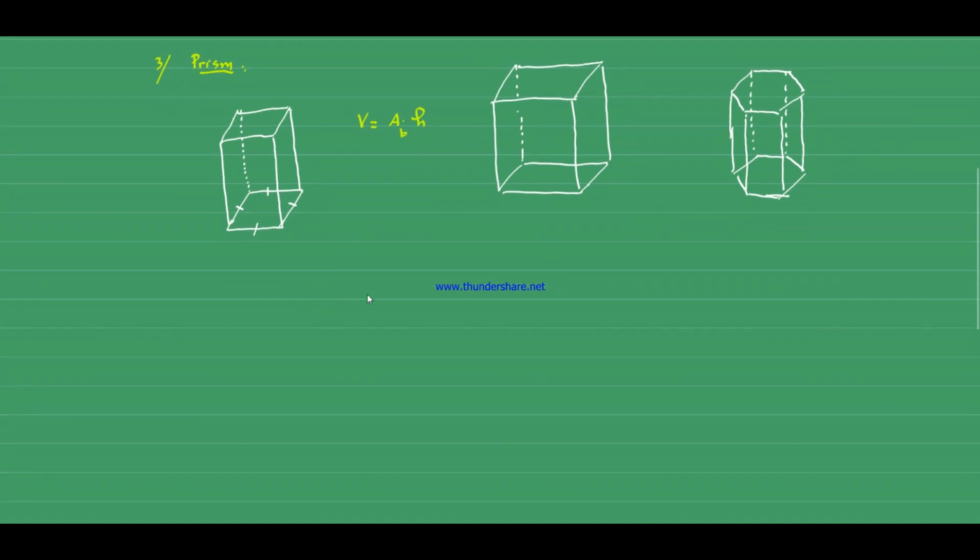Sometimes the base will be a triangle also, if you want to. So then it becomes something like this. Let's say you have the base, and the base is a triangle. Then over here, you have something like that.